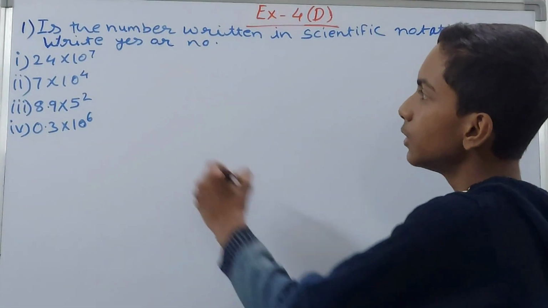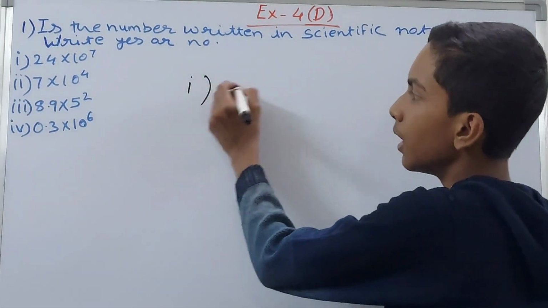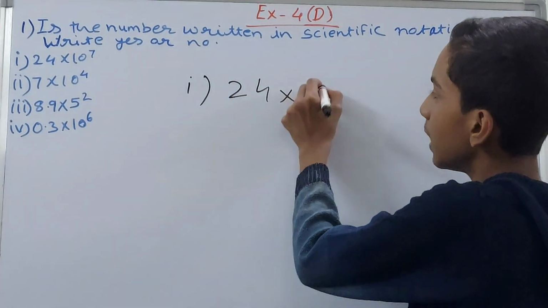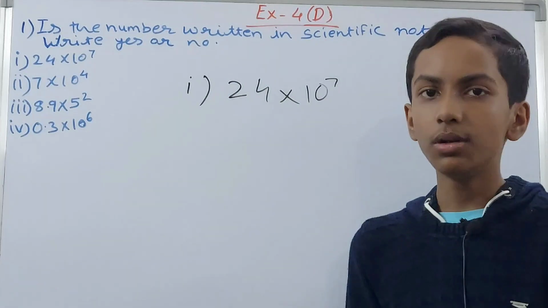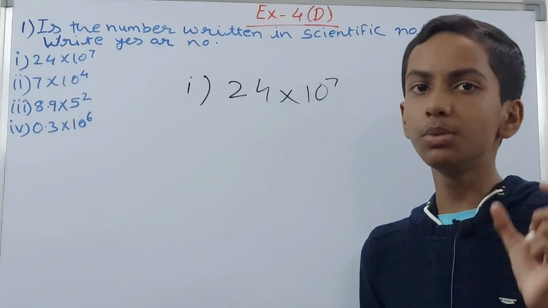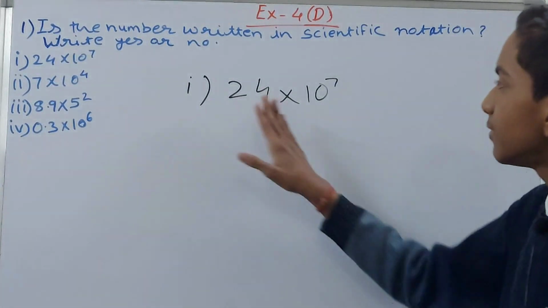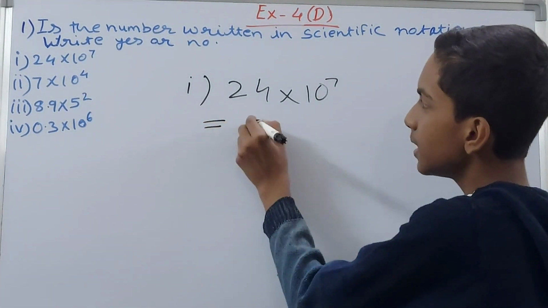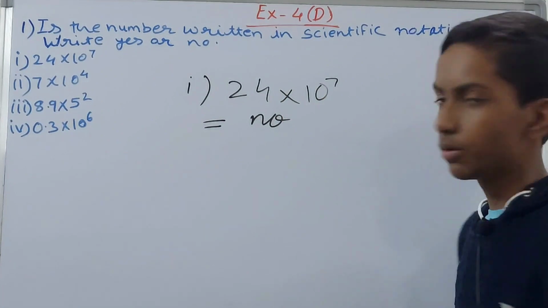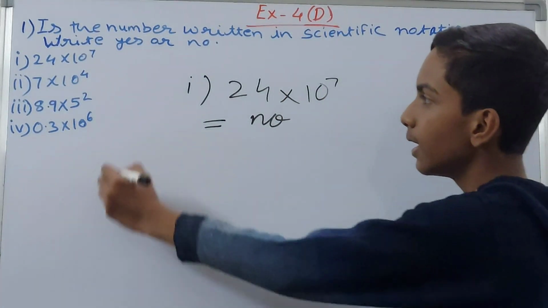So first question, what have we got here? 24 into 10 to the power 7. Is this in scientific notation? I already told you the first number has to be between 1 and 10, whereas we have 24 here. 24 is not between 1 and 10, therefore this number is not in scientific notation. So write no.